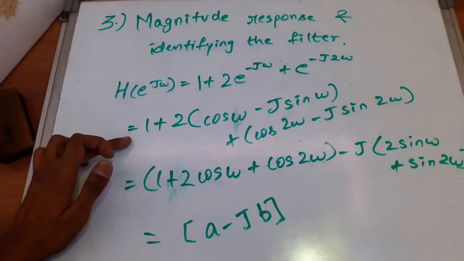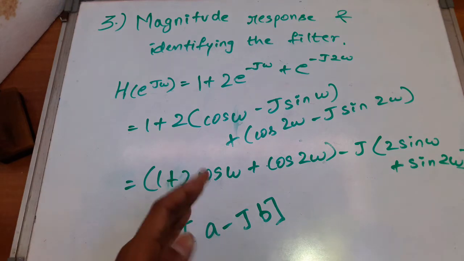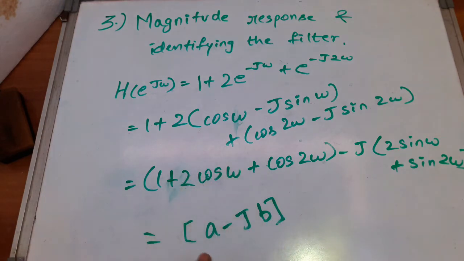This is how it looks when we expand the formula. After simplifying this, we separate the real terms on the left and imaginary terms on the right, which will give us the equation in the form of a minus jb, where a will be the real part and b will be the imaginary part.